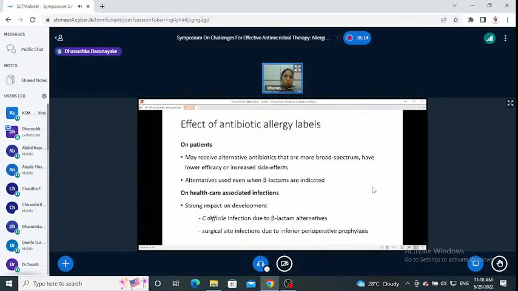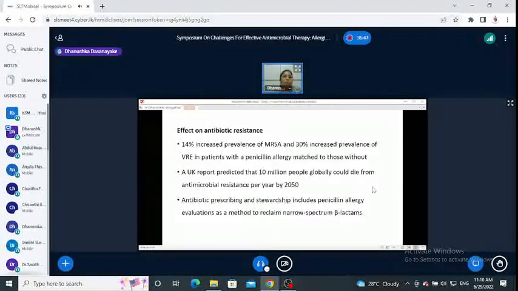So what is the effect on healthcare associated infection? There is a strong impact on development of Clostridium difficile infection due to beta-lactam alternatives, and surgical site infections due to inferior perioperative prophylaxis where they have avoided beta-lactam antibiotics. Now, most of these figures are for beta-lactam antibiotics because that has been the antibiotic that is most widely studied and also probably the most commonly used type of antibiotics.